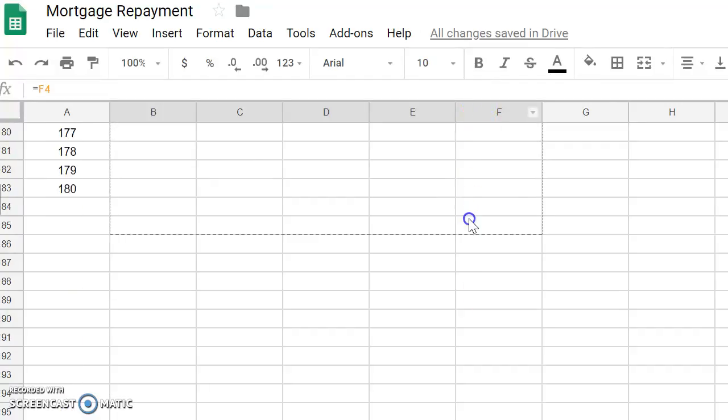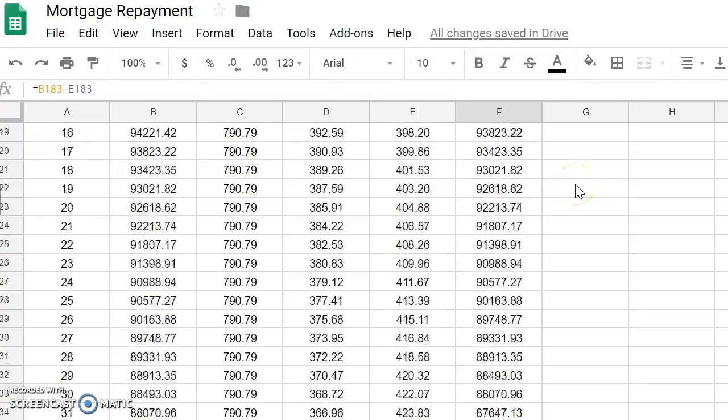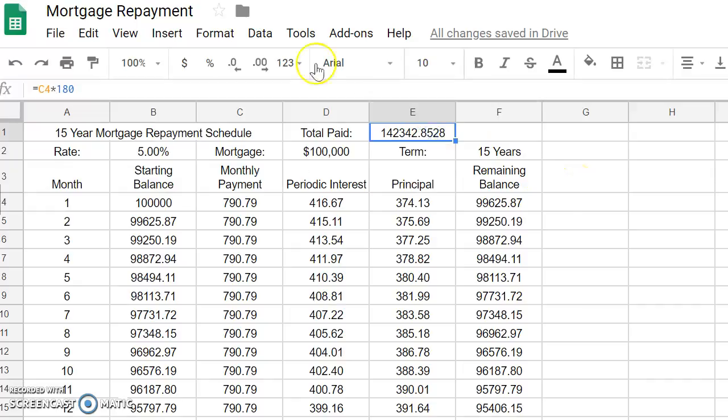Oh. It should equal 0. So if you did all your math right, your remaining balance should be 0 at the end. Let's go to the top and see how much we paid to it.